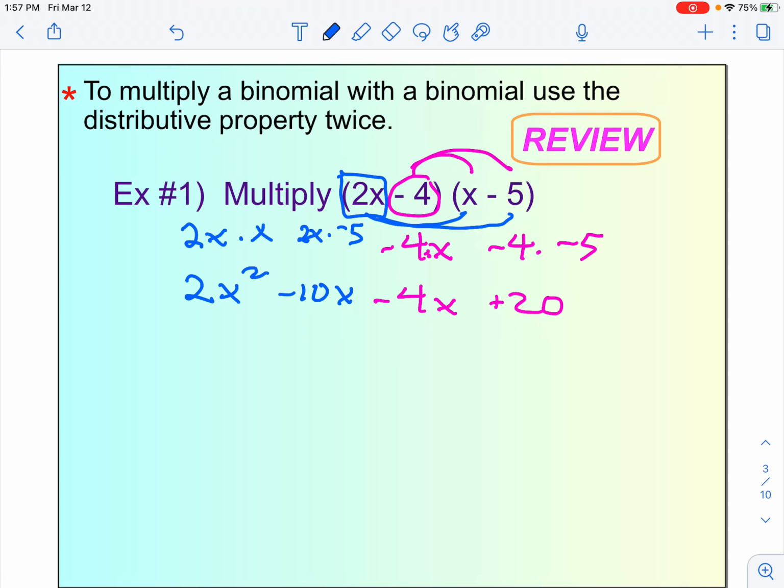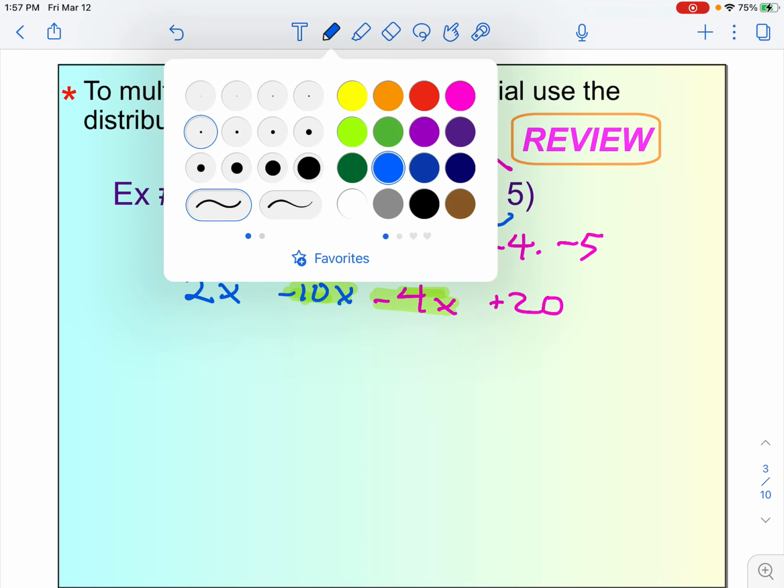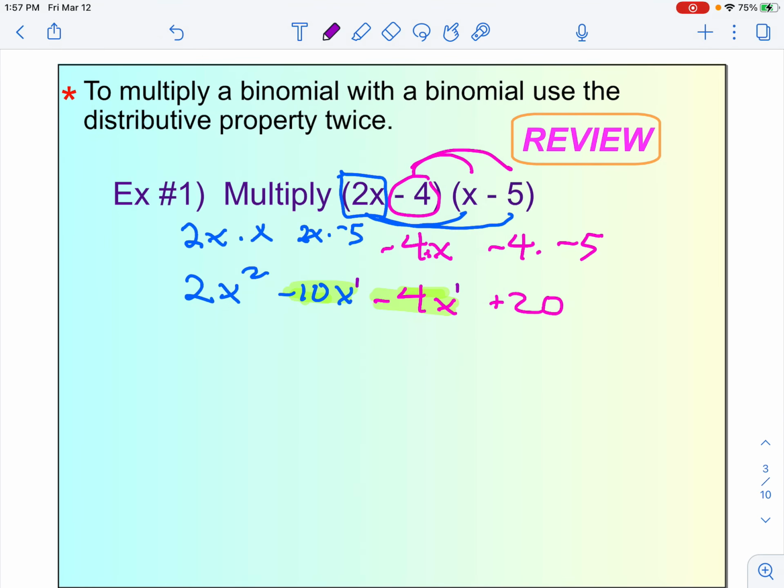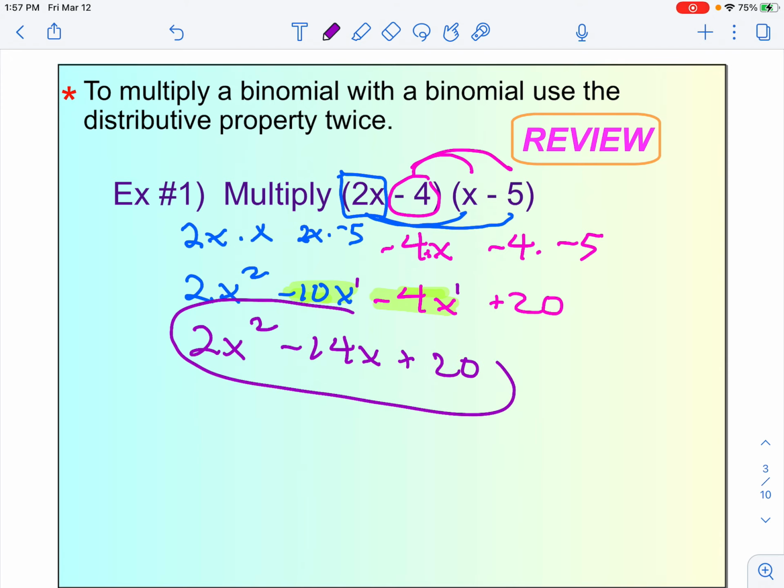So that's our polynomial answer, except we always have to look for like terms. These are like terms, so we can combine them because they are both x to the first power. We cannot combine them with x squared because that's a different term. So our final answer would be 2x squared, then we add the negative 10 and the negative 4 to get negative 14x, and then plus 20. So that's one way of thinking about multiplying a binomial times a binomial.